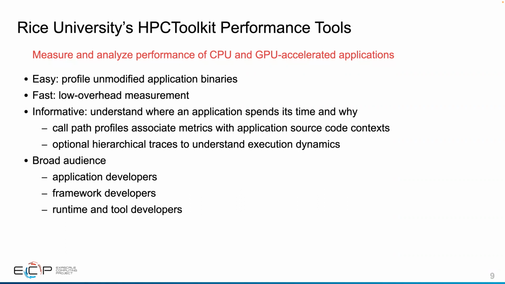And so we use call path profiles. I'll say a little bit more about that in a minute, to associate metrics with source code contexts. And so instead of just knowing that you spent some time in matrix multiply, we would like to tell you the entire call chain, how you entered the particular matrix multiply that is causing you a lot of time, or the GPU kernels where you're spending your time.